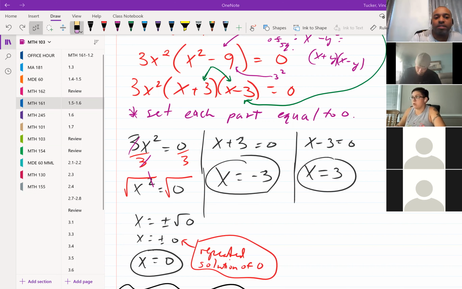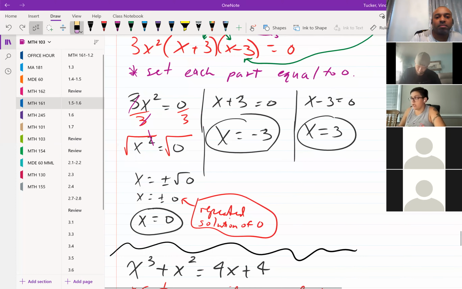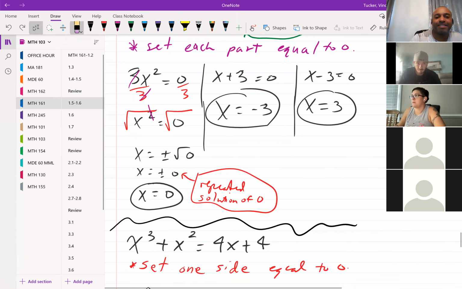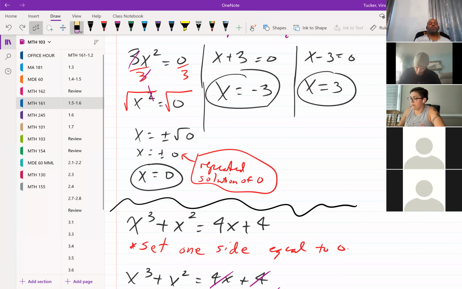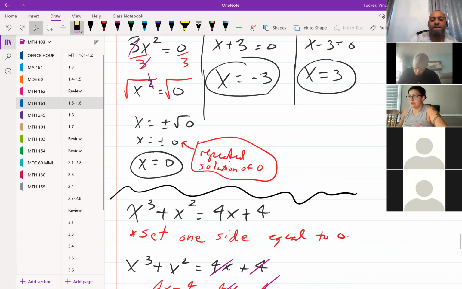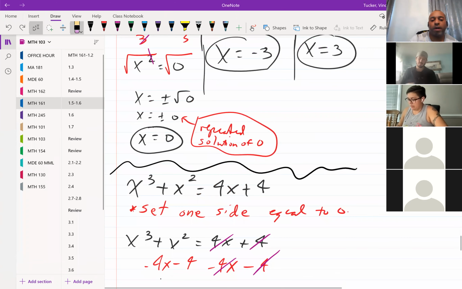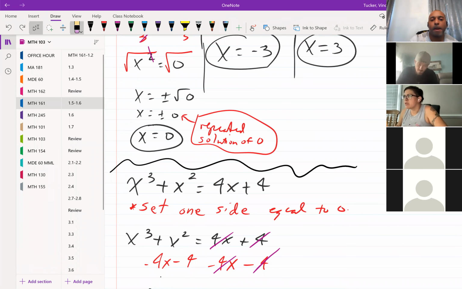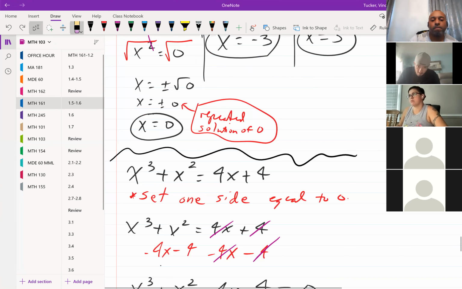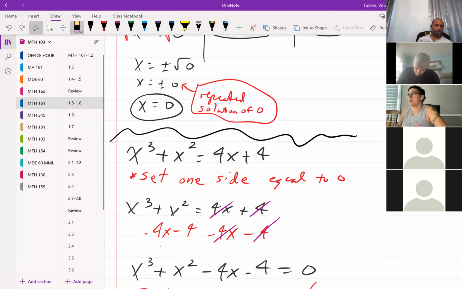Everybody okay? Can I scroll up some? All right, so x cubed plus x squared equal to 4x plus 4. Once again, we're looking to set one side equal to 0. So I subtracted 4x and subtracted 4 from both sides. So it's x cubed plus x squared minus 4x minus 4 equal to 0.